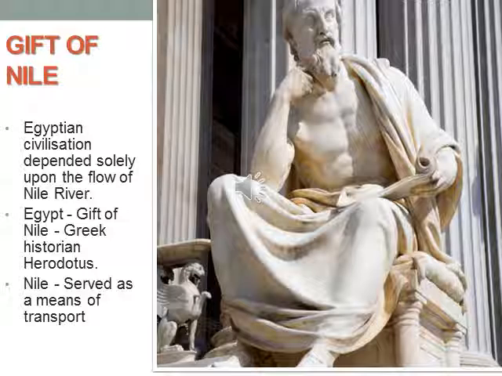Apart from this, the Nile served as a means of transport. The river Nile supported agriculture. Egypt was called the gift of the Nile because Egyptian civilization depended completely upon the flow of the river Nile, so it was called the gift of the Nile by the Greek historian Herodotus. Greek means a person who belongs to a country called Greece.